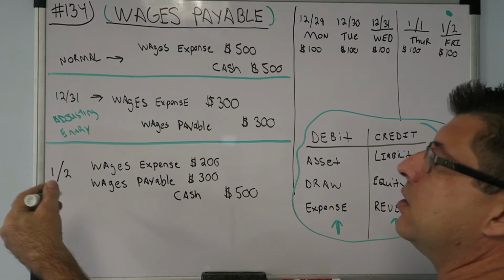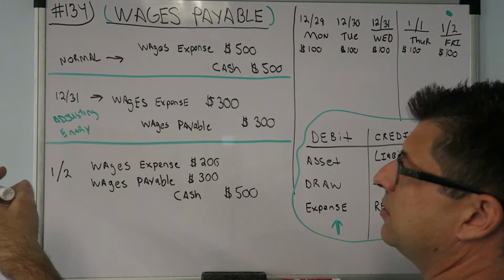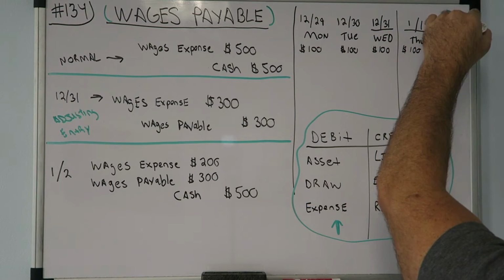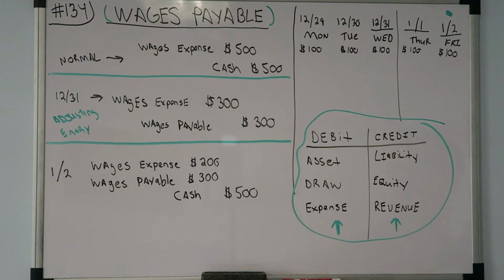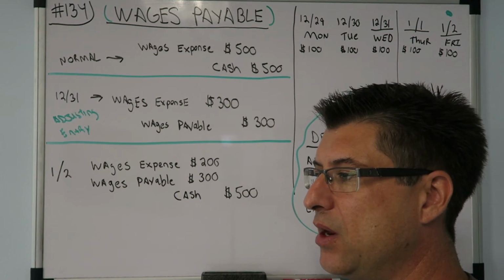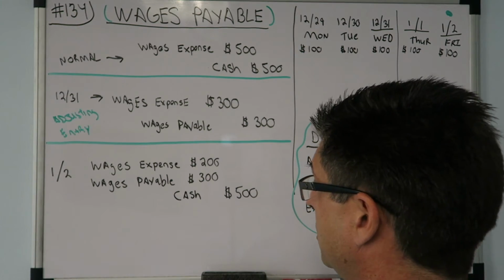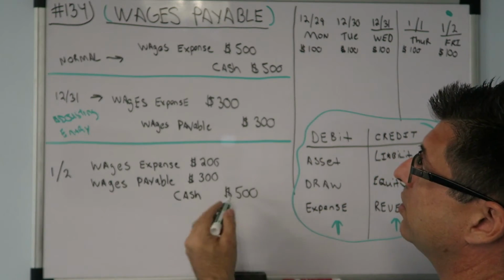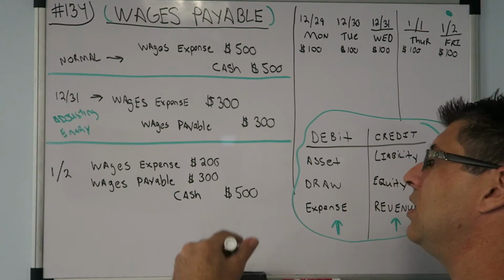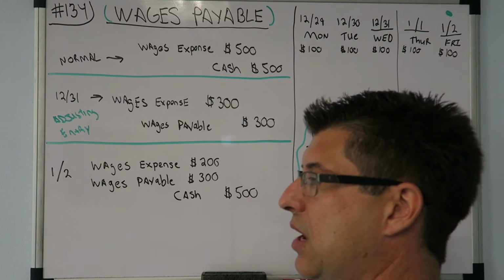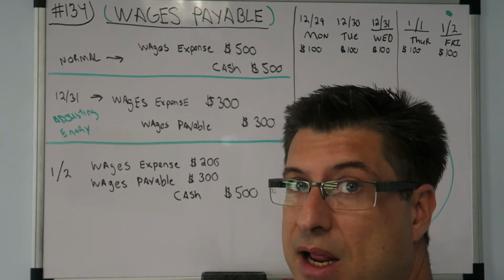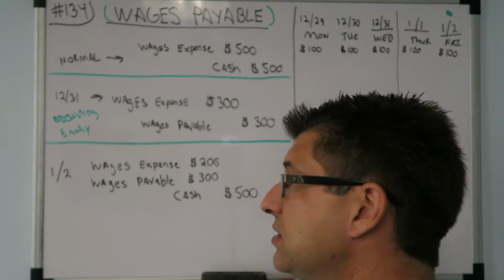Now we're going to come into 1-2, so it's going to be a new period. Our employees are going to get paid on this Friday at 1-2. So how much are they going to get paid? Well, they worked all week, so they're going to get a cash of $500. We already went over why cash would be credited if you're paying out. We can go over it again here. Cash is an asset, and it's going to be leaving the business, because now we're paying. This is Friday payday, so we have $500 cash leaving the business.